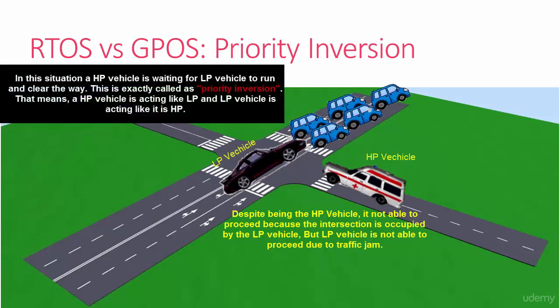That means the higher priority vehicle is waiting for the lower priority vehicle to exit. That is exactly what priority inversion is. The higher priority vehicle behaves like it is a lower priority, and a lower priority vehicle is behaving like a higher priority. So this is the case of priority inversion. Now let's apply this to the computing world.